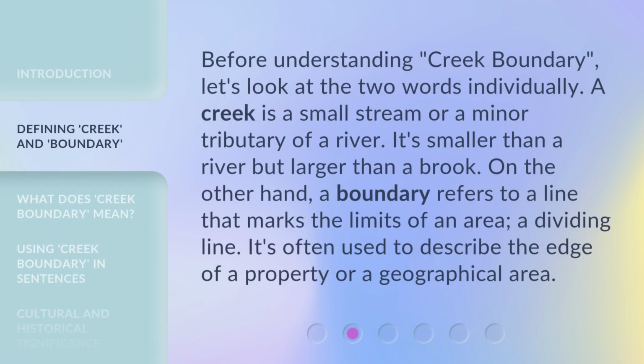Before understanding creek boundary, let's look at the two words individually. A creek is a small stream or a minor tributary of a river. It's smaller than a river but larger than a brook. On the other hand, a boundary refers to a line that marks the limits of an area, a dividing line. It's often used to describe the edge of a property or a geographical area.